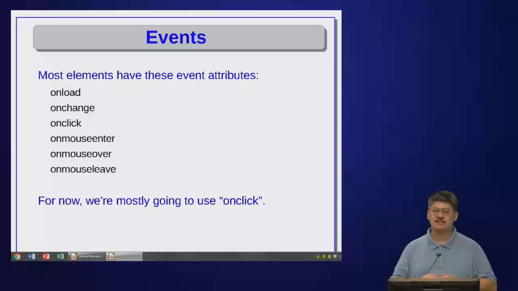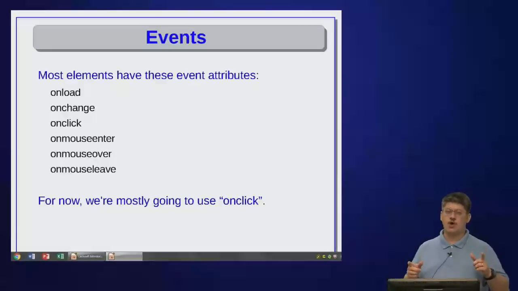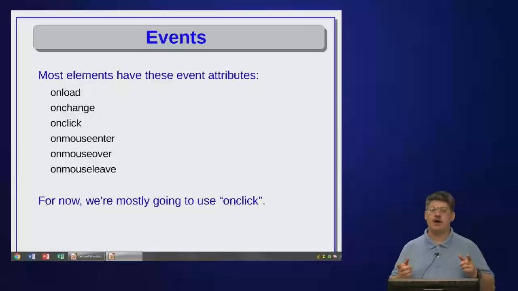Another attribute I can set is onClick. If the user clicks on the element, the function will be triggered. onMouseEnter will trigger the function when the user puts the mouse over the element. So for example, if I have a link and the user puts a mouse over the link, the onMouseEnter event will be triggered. There's also an event called onMouseOver. It behaves very similarly to onMouseEnter.